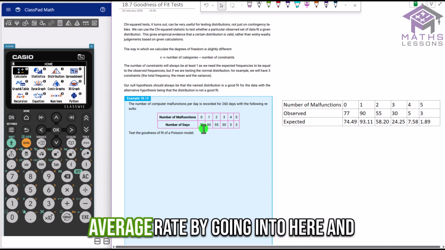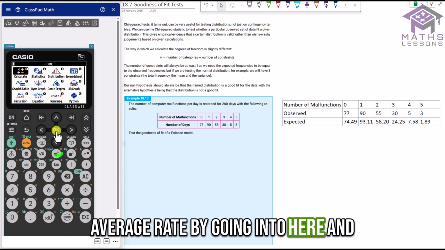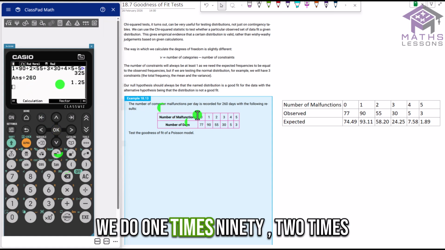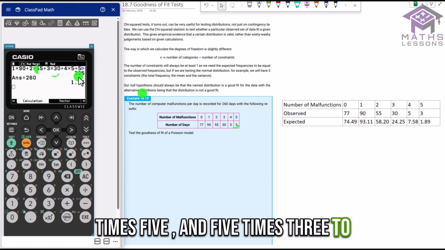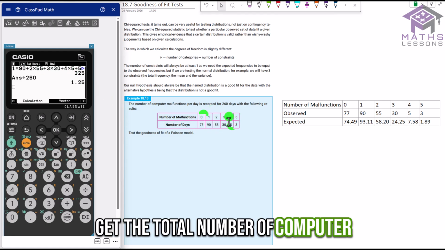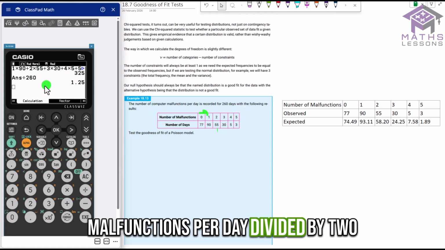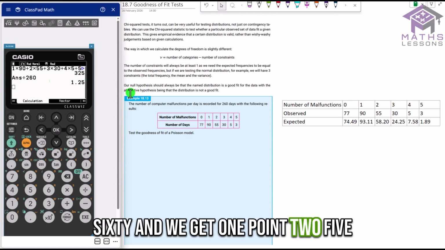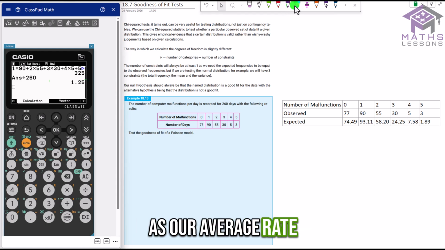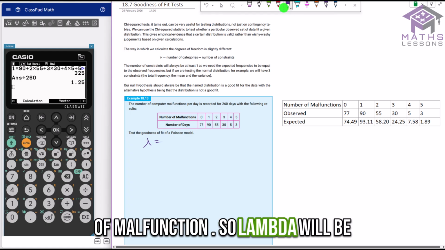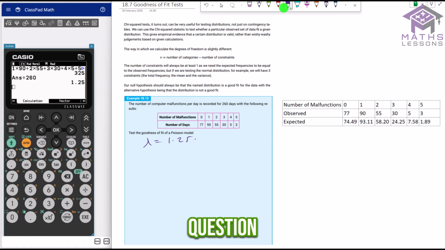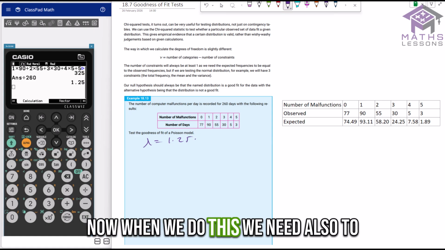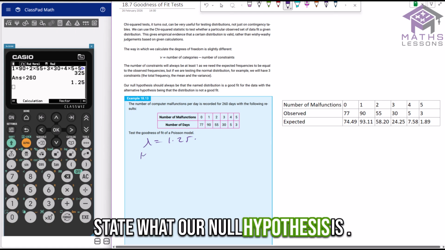So we calculate the average rate by going into here and we do 1 times 90, 2 times 55, 3 times 30, 4 times 5 and 5 times 3 to get the total number of computer malfunctions per day, divide by 260 and we get 1.25 as our average rate of malfunctions. So lambda will be equal to 1.25 in this question. Now, when we do this, we need also to state what our null hypothesis is.